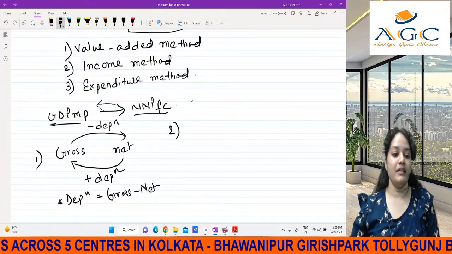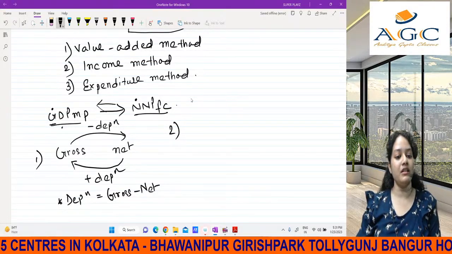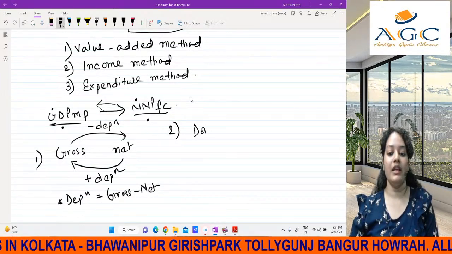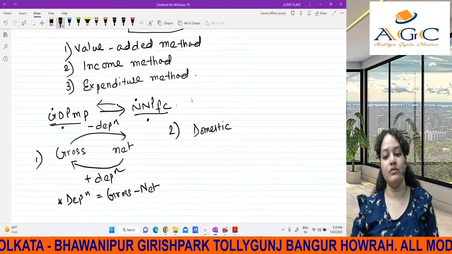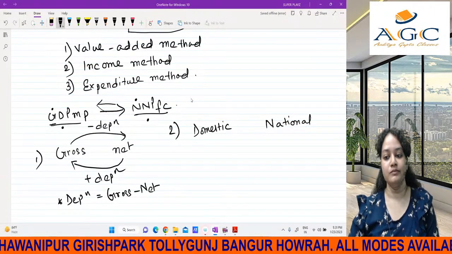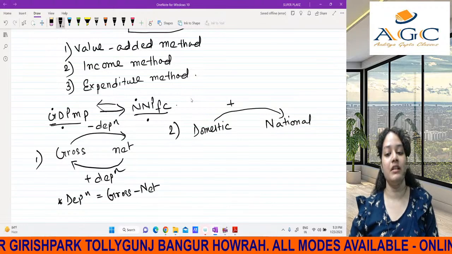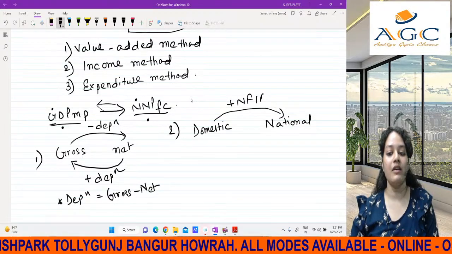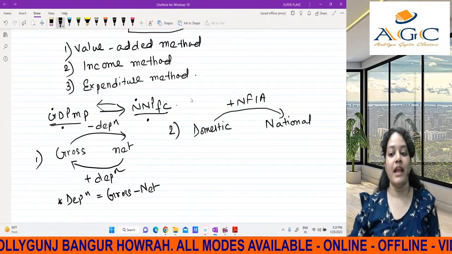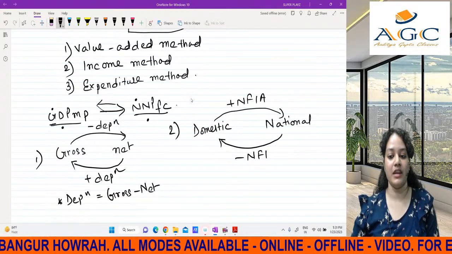Now, second thing, so these are the two factors that we have taken into account. Now, what is our next factor? From domestic to national. So, if we have been given a domestic value and we have to calculate our national value, what do we have to do? From domestic to national, we have to add our NFIA, net factor income from abroad. And from national to domestic, we have to deduct our NFIA.